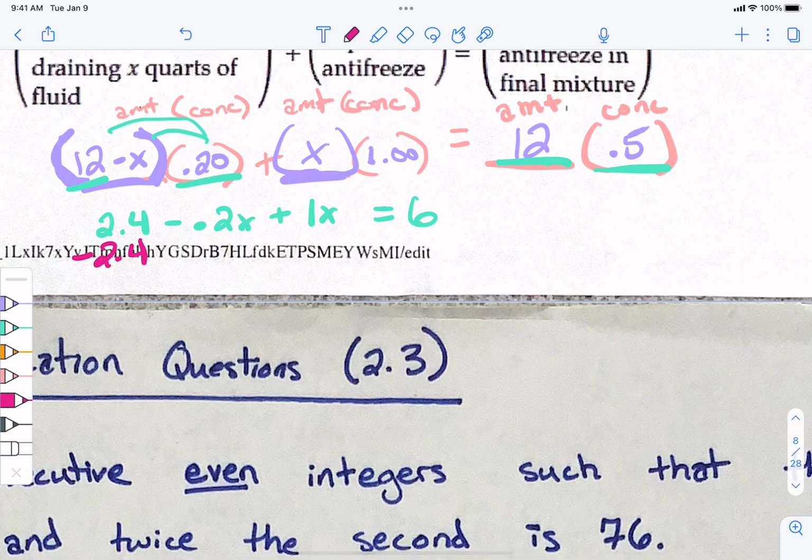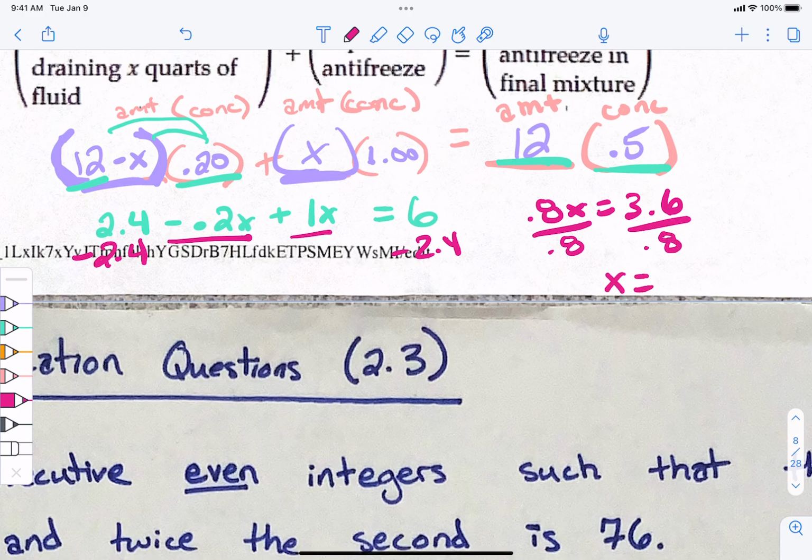I'm going to subtract the 2.4 over. What is negative 0.2 plus 1x? 0.8. So 0.8x equals 3.6. Divide by 0.8. X equals, what's 36 divided by 0.8, or 36 divided by 8? 9 halves, which is 4.5. Check me. Yeah, 4.5. Perfect.